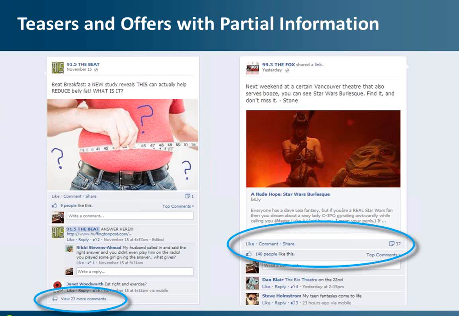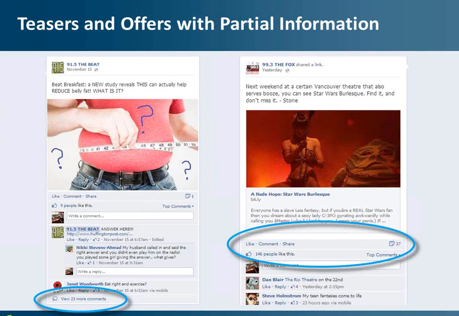On the left is another example from 91.5 The Beat. What they did here is they gave partial information about a study and asked their fans to guess the answer both on air and online. A little bit later on, after a caller guessed correctly, the station posted a link to the answer.